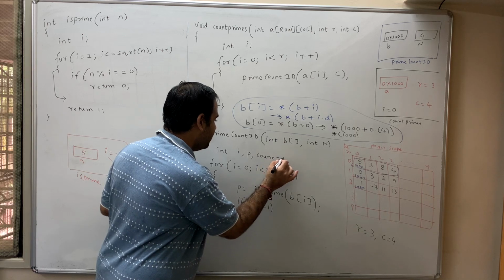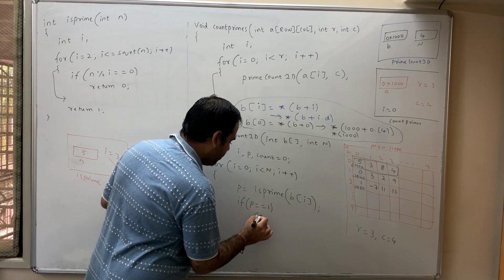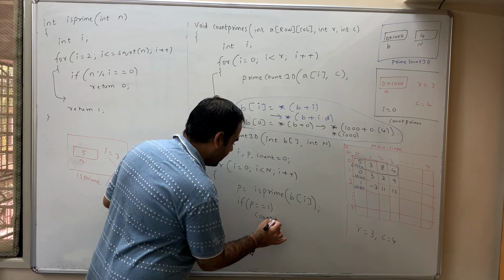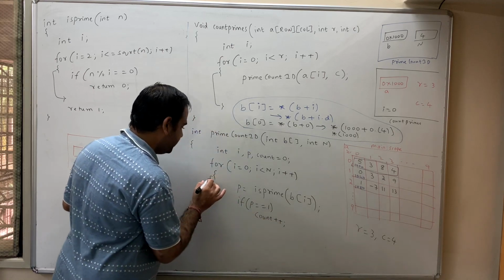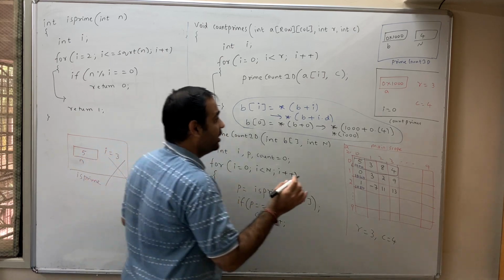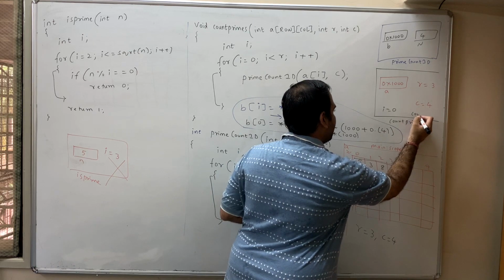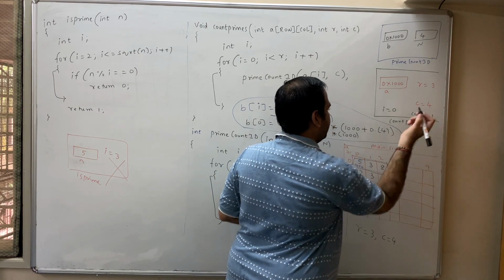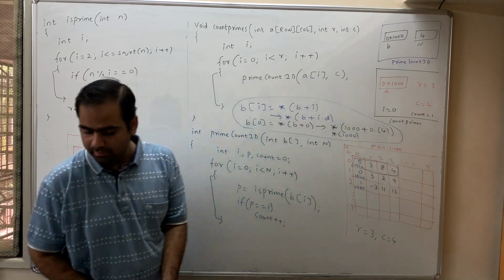The initial value of count is 0. And what do I write here? I say count plus plus, because I need to count it. Hence the value of count will become 1.